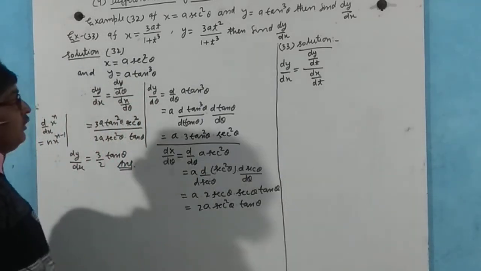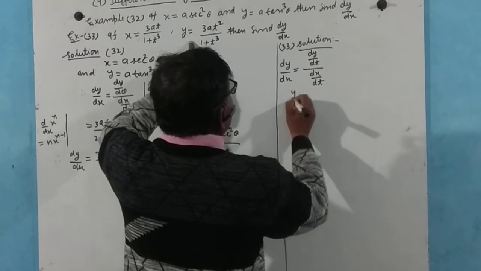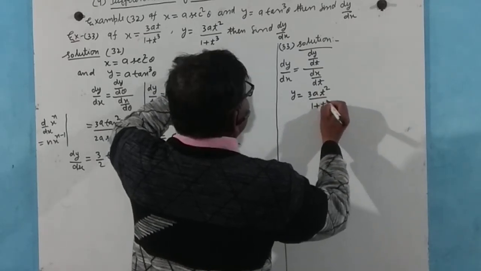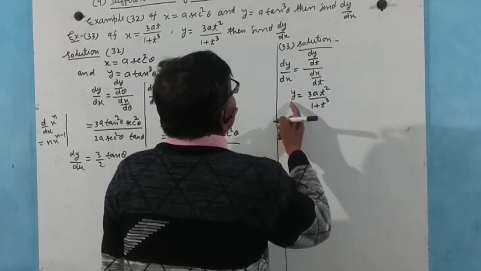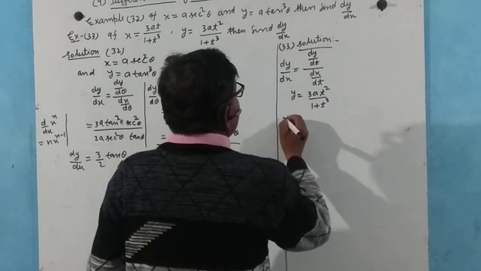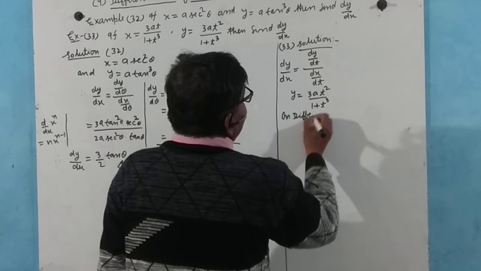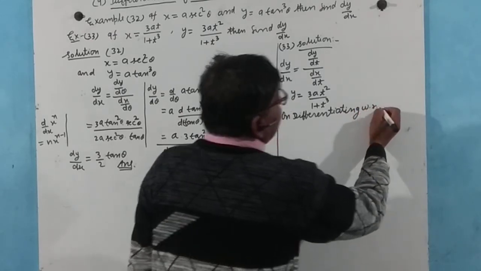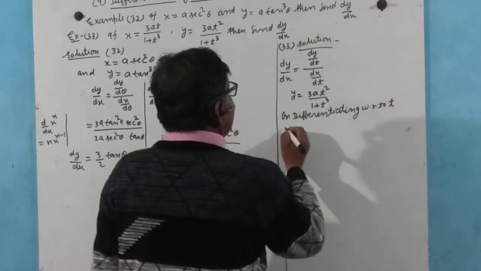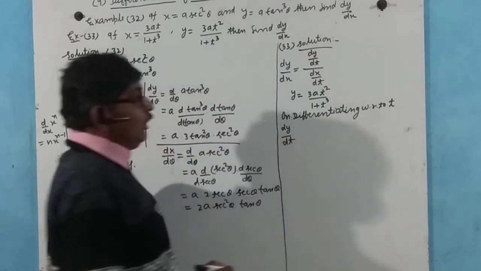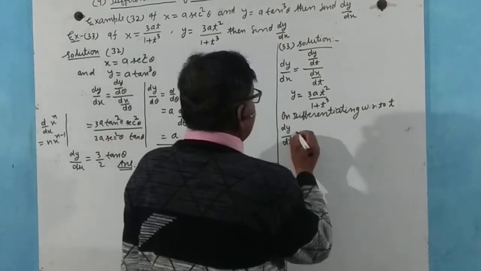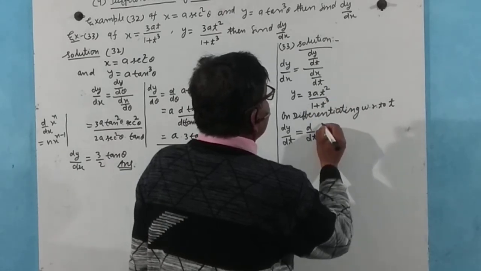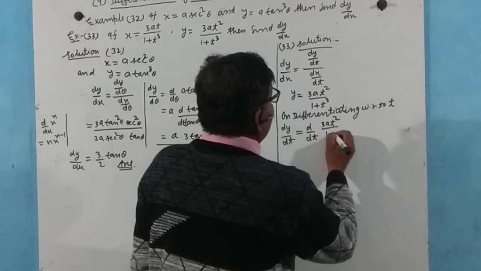Now we have to find dy by dt. Y is given as 3a t square divided by 1 plus t cube, and differentiating with respect to t, dy by dt equals d by dt of 3a t square divided by 1 plus t cube.